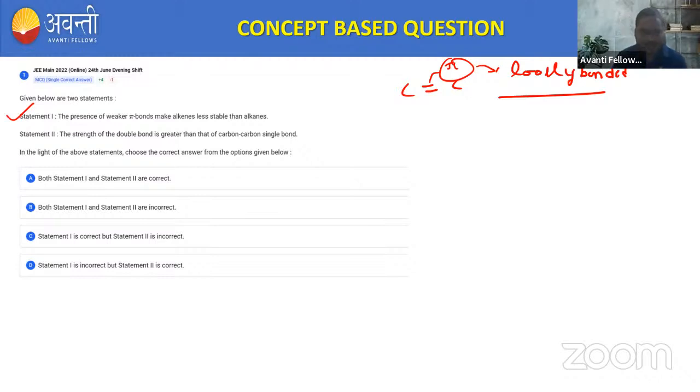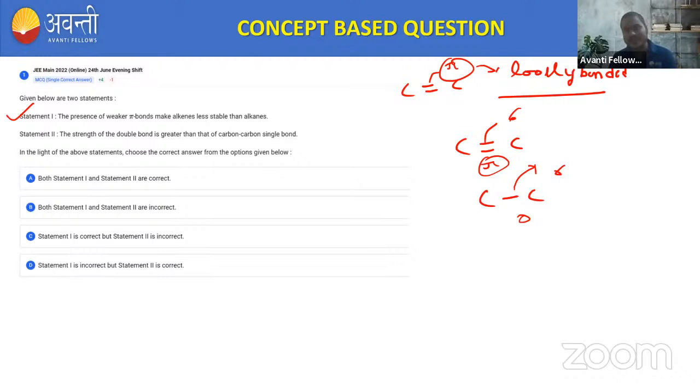Therefore, statement 2 is also correct, right? Because look at the carbon-carbon double bond and the carbon-carbon single bond. In the single bond we have only a sigma bond, but in the double bond we have a sigma bond as well as a pi bond, and we know that a sigma bond is stronger than a pi bond. So in this one only a sigma bond is present, but in this one a sigma bond as well as a pi bond is present, right?